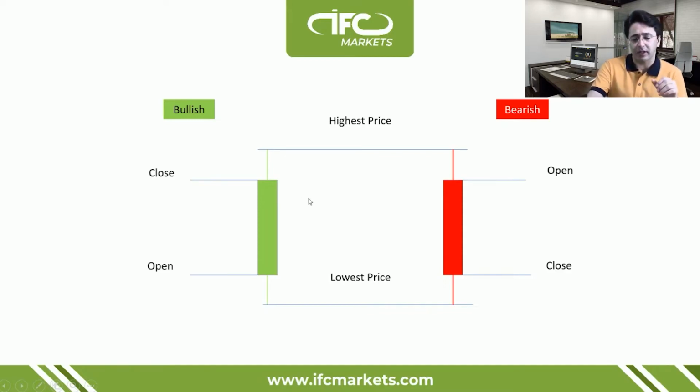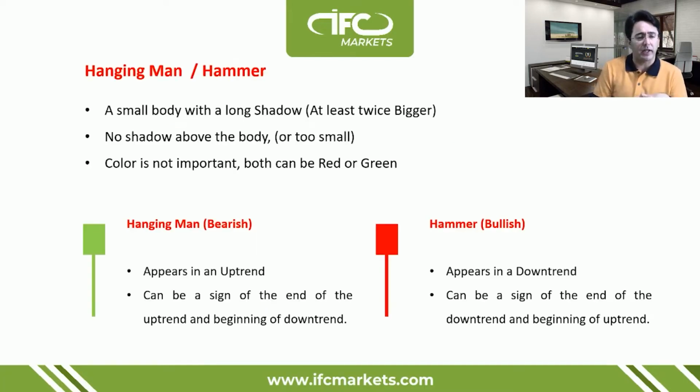This is the basic candles, and after that we have the hanging man and hammer candles. A small body, as you can see, with a long shadow under the candle, at least twice bigger than the body. No shadow above the body, or if there is, it should be very small. Third, the color is not important. Both of them can be red or green, depending on the market price and the market situation. So no matter the color.